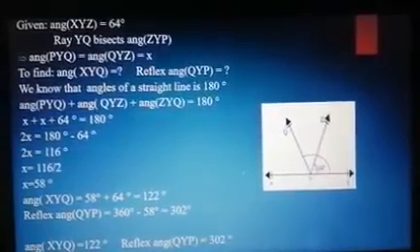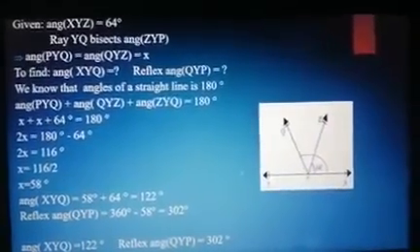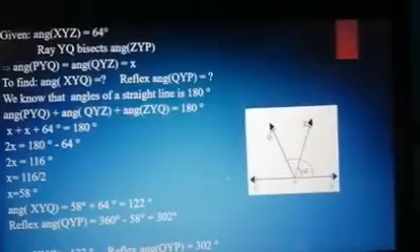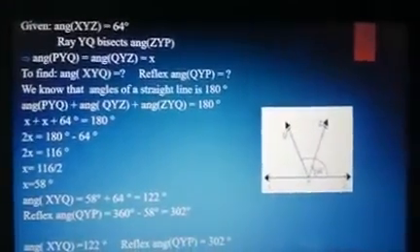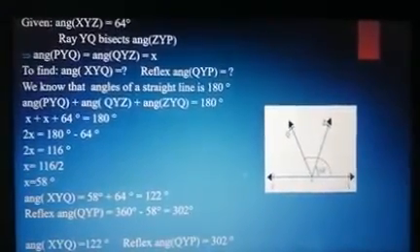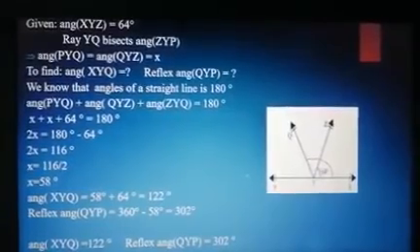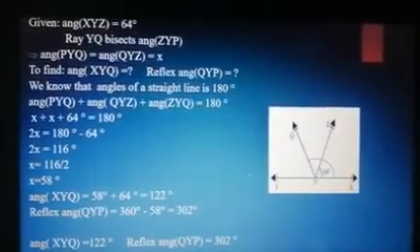So I hope you have understood the problem under this exercise, and I've given the fifth one also as homework. I want you guys to write it in your homework book, and if you have any doubts, you're free to come back to me.